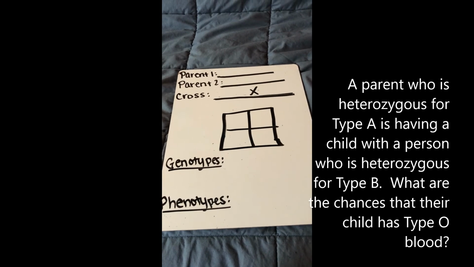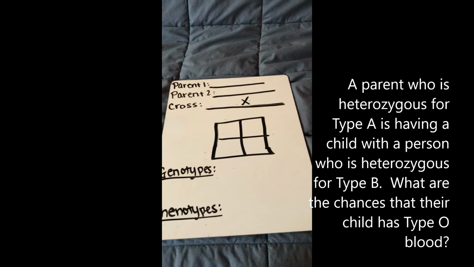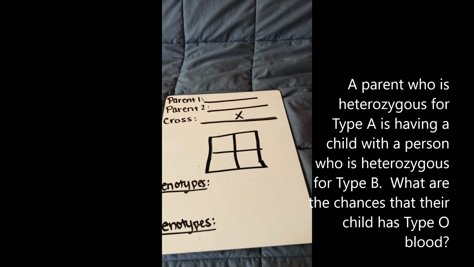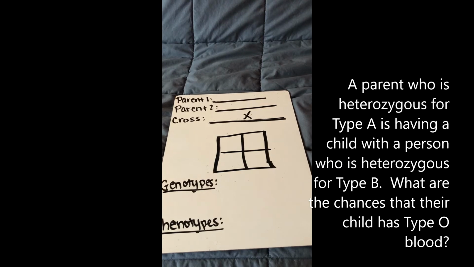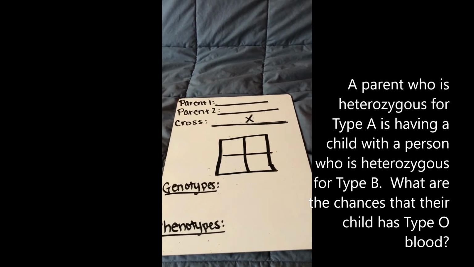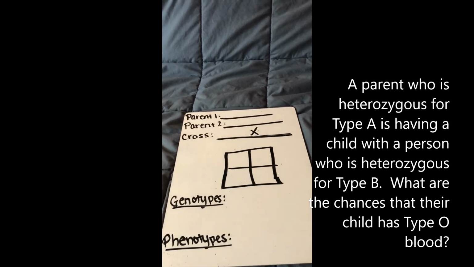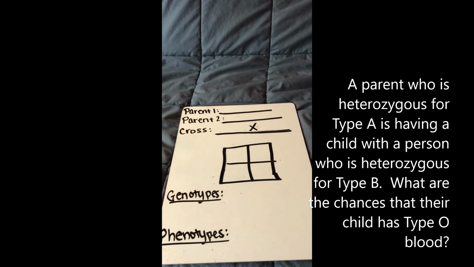Here's another example about a Punnett square with blood types. A parent who is heterozygous type A is having a child with a person who is heterozygous for type B. What are the chances that their child has type O blood? So right away we're thinking type A and type B, how can you get type O blood?